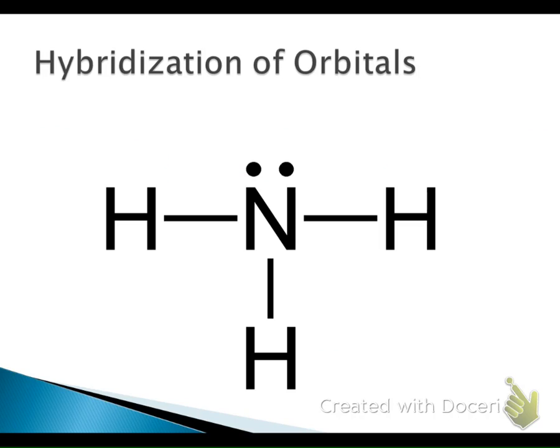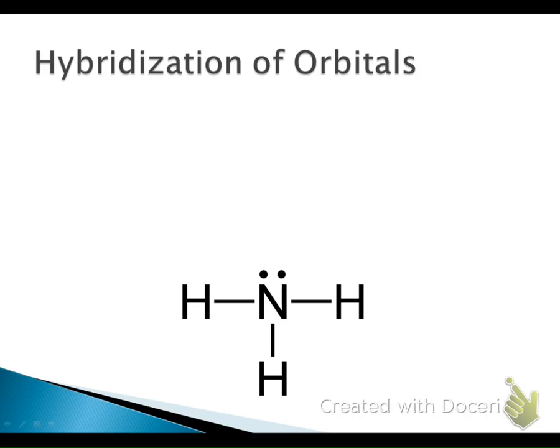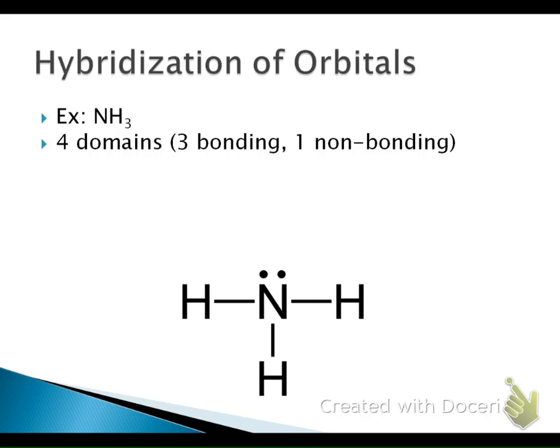So an NH3 molecule, take a look at what the Lewis structure looks like. How many domains does it have? 4 total domains. How many are bonding? 3 bonding, and 1 lone pair, which is 1 non-bonding domain. Okay? So 4 domains total will give us what hybridization? sp3. Okay? 4 domains total gives us an sp3.